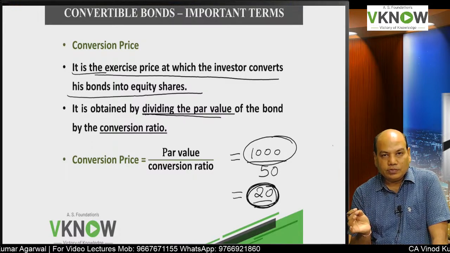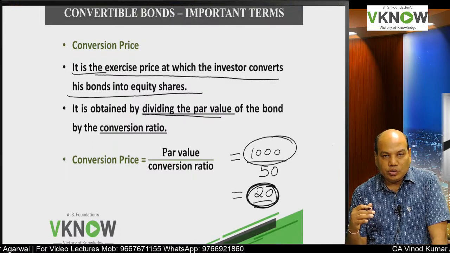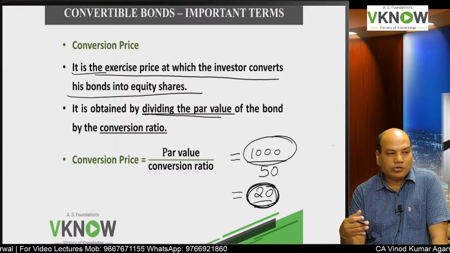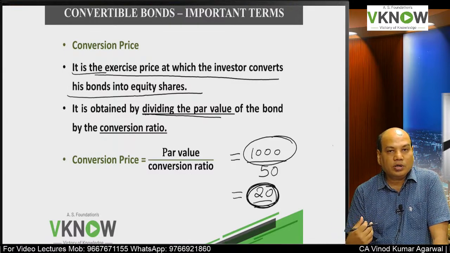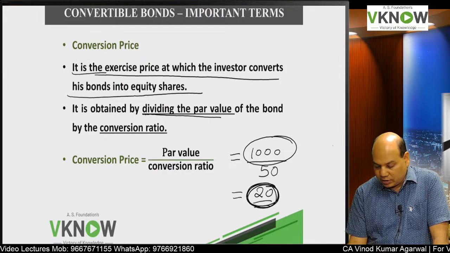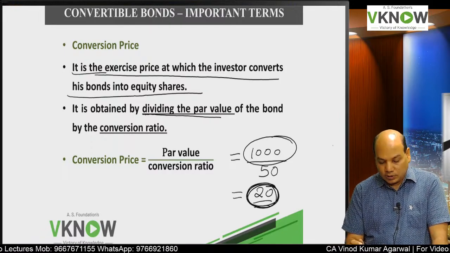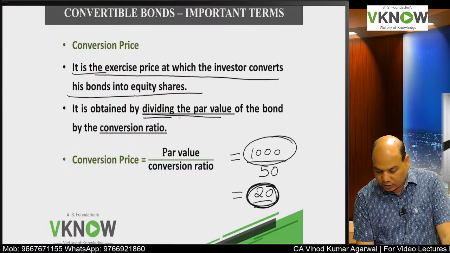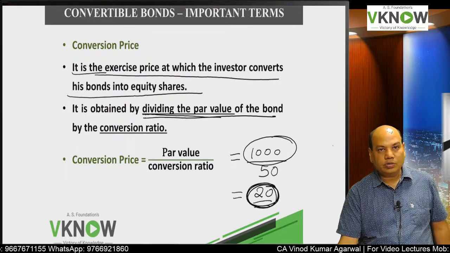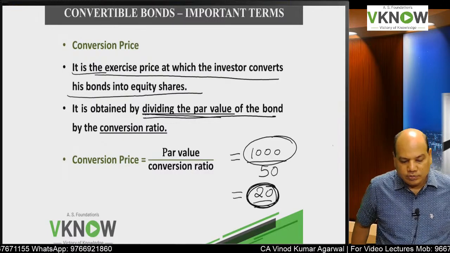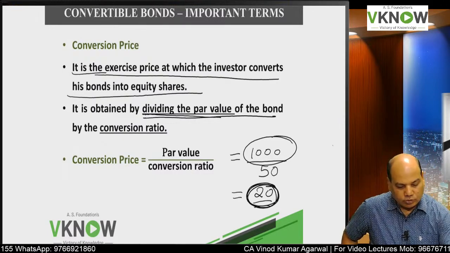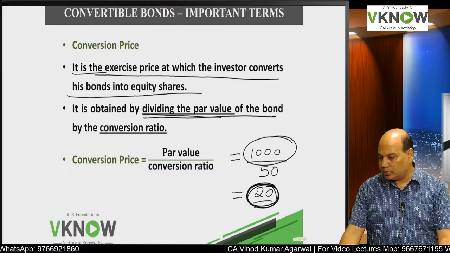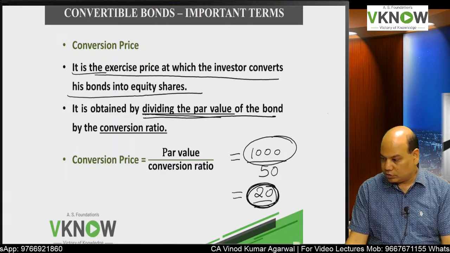If you go for 50 shares, you are using your exercise price of 20 rupees per share for acquiring the share. So conversion price is calculated by dividing the par value of the bond by the conversion ratio.